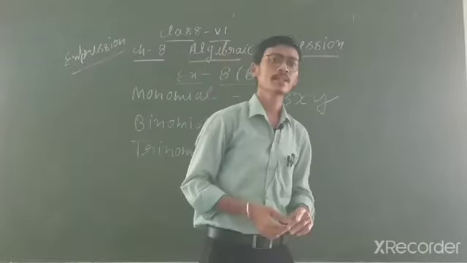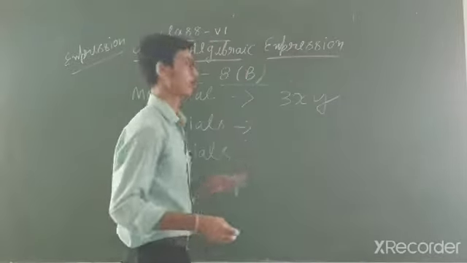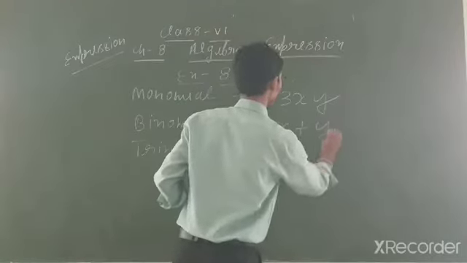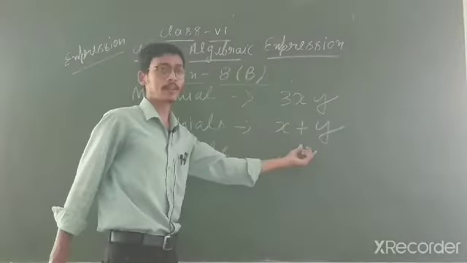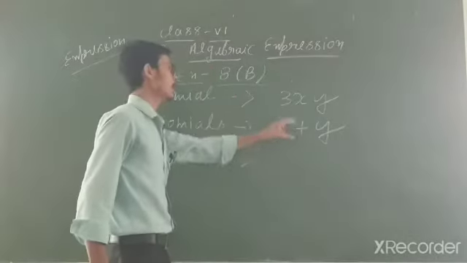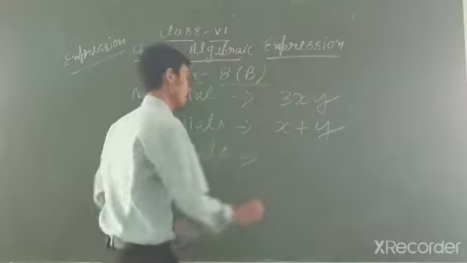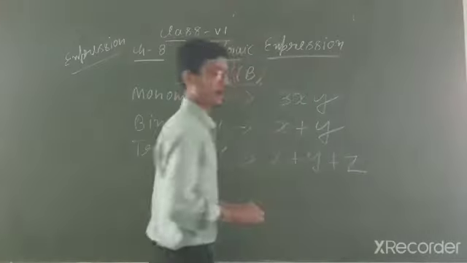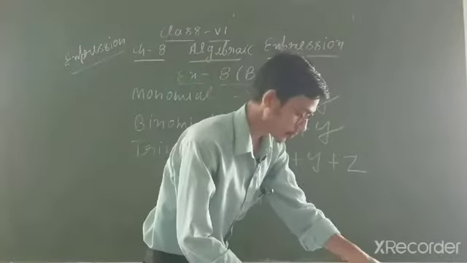Now next is binomial. Bi, you know, bi means 2. So this is our binomial, like x plus y. Here 2 terms are given. This is our binomial. Now next is trinomial, student. Tri means similarly single term, 2 terms and 3 terms. You can write x plus y plus z. Clear student? So now check this one.